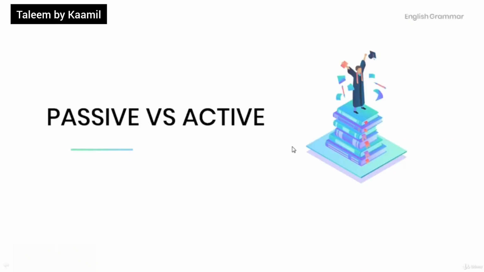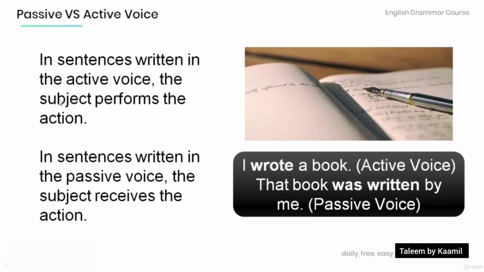Welcome to this tutorial. Today we're going to talk about the passive versus the active voice. Let's get started. Now, in sentences written in the active voice, the subject performs the action. And in sentences written in the passive voice, the subject receives the action.